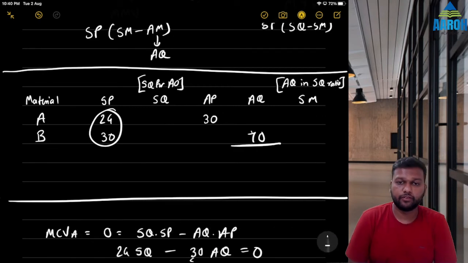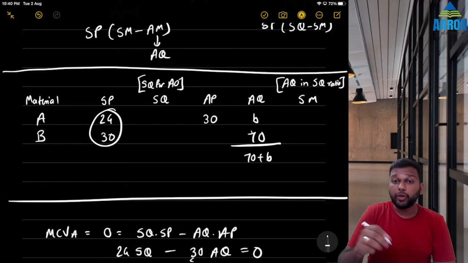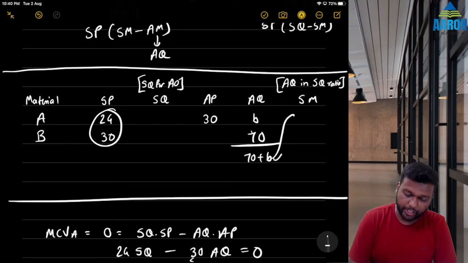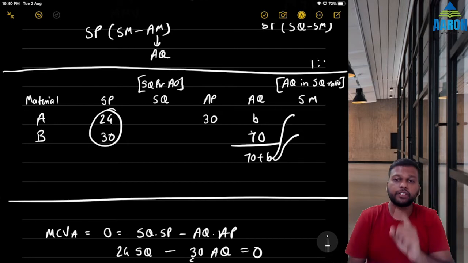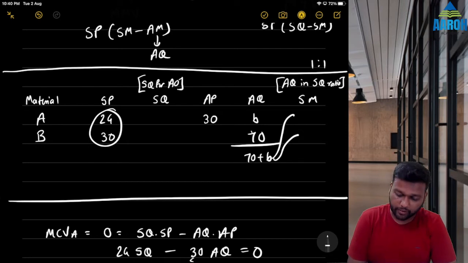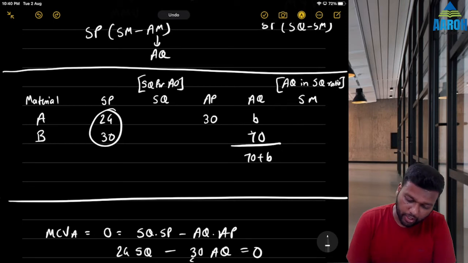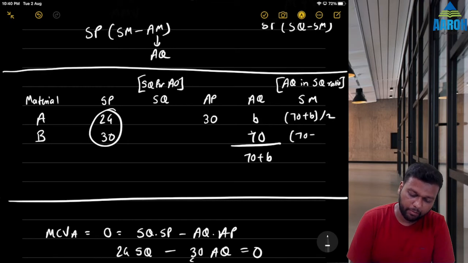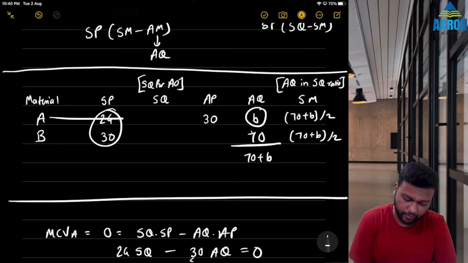So AQ in SQ ratio means what? AQ total. Let's call this B. What is the total of AQ then? 70 plus B. We have to divide this in SQ ratio. But we know the SQ ratio is 1:1, it is given in the first line of the question. That means half-half. So it is going to be 70 plus B by 2 and 70 plus B by 2. B is the actual quantity of A.